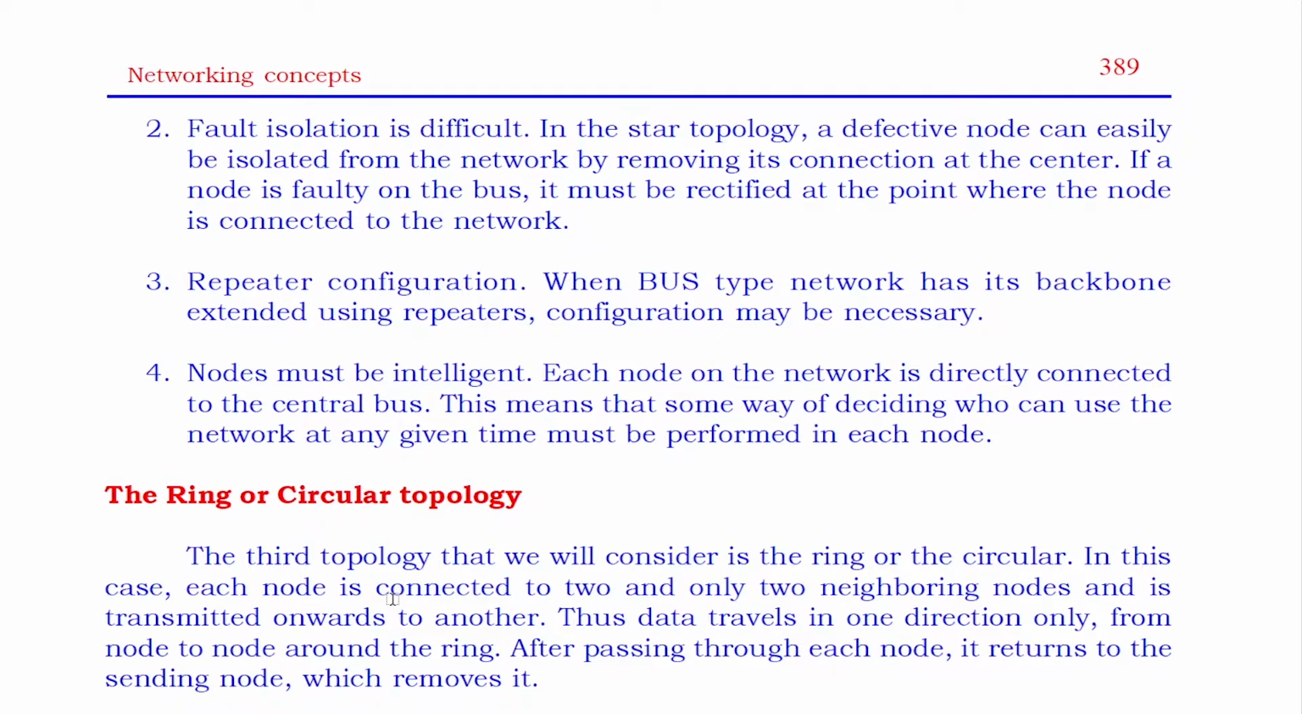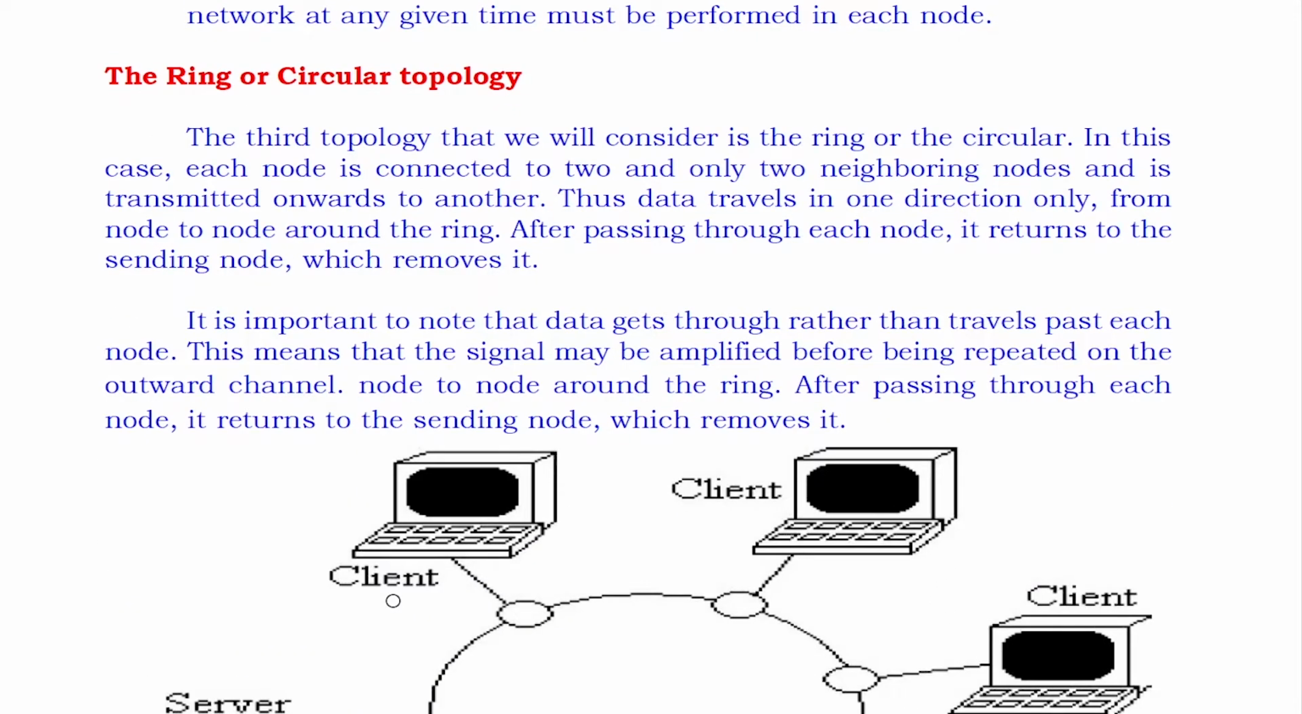So that is something about the disadvantages of bus topology. Nodes must be intelligent. I think you have understood. Also repeater configuration is required, and fault isolation and fault identification are difficult. So these are the disadvantages of what we call linear topology or bus topology.